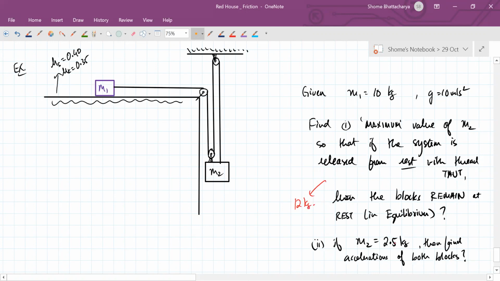And therefore, obviously you can see that acceleration will be zero. Sorry, second part, I don't want 12 kgs. I want more than that. So, I mean, I don't want 2.5 kg. I want 25 kg. Written 2.5 by mistake. Increase this to 25 kg.